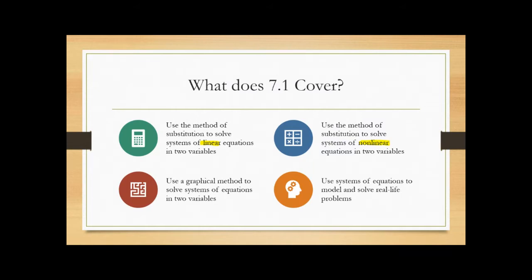and solve real-life problems. Now, if you've solved systems of equations before, then you may be wondering, well, what about elimination? So elimination is covered in section 7.2. So we're only going to use substitution in this particular section. And then when you get to 7.3, that's where you're going to get into 3 equation systems, and there most of the time we use a combination of both elimination and substitution.